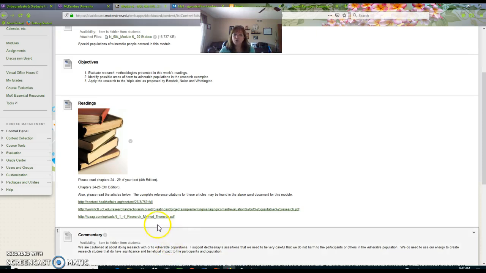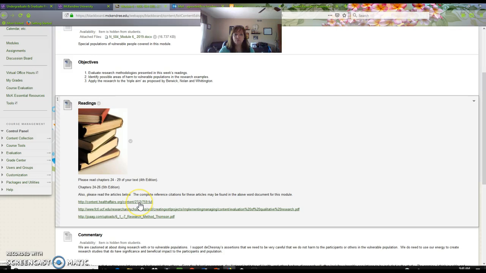For the readings this week, if you have the 4th edition text, you're going to read chapters 24 through 29. If you have the 5th edition text, you're going to read chapters 24 through 26. The reason there are fewer chapters in the 5th edition is simply that they consolidated a lot of material in those chapters compared to the previous edition.